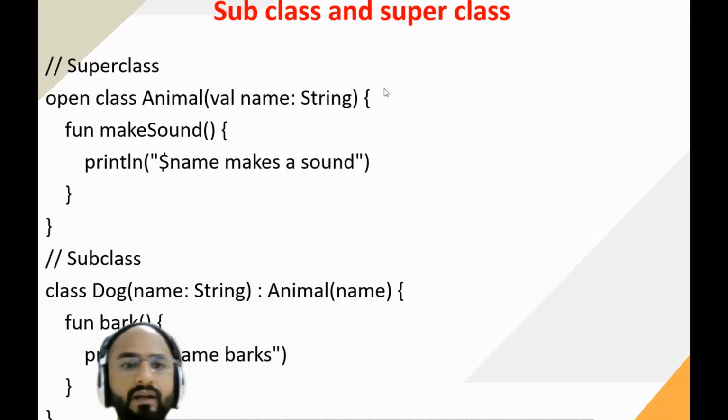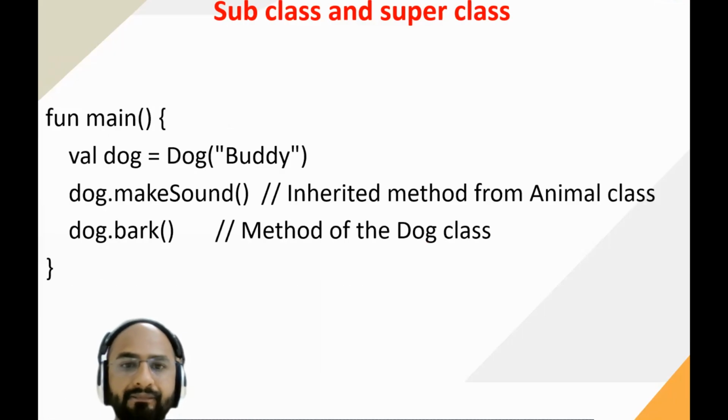Next, you can see a subclass and superclass. I have created an Animal class over here with one parameter, name, and it is open. By making that class open, I can inherit it. So in the Dog class, I have inherited the Animal class. The Dog class has a method bark, and the Animal class has a method makeSound. This is the superclass and subclass relationship.